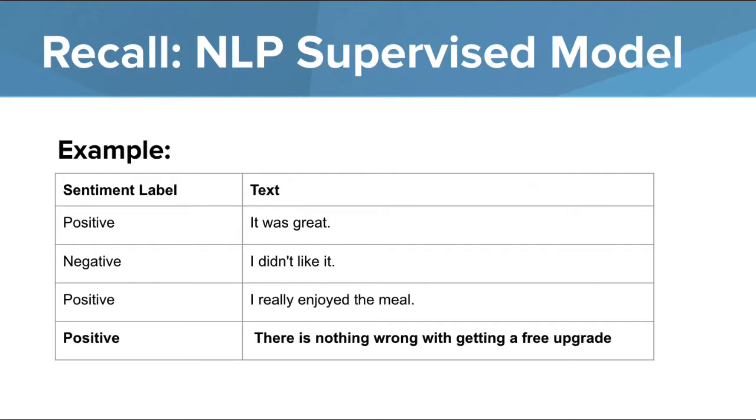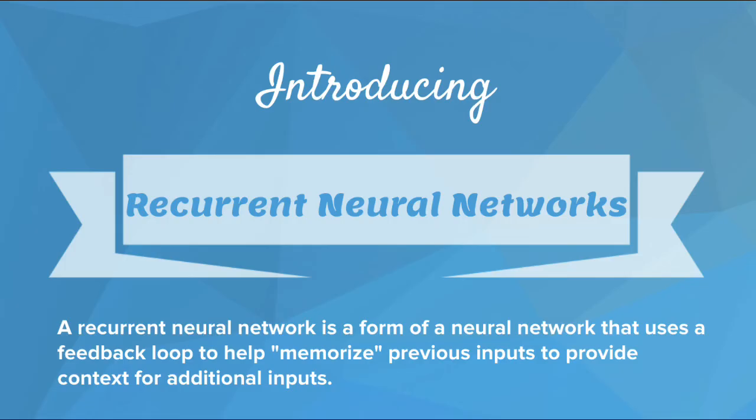But what about this review? We can see that it's clearly positive, but it uses some words that will likely be associated with negative reviews, such as nothing and wrong. By themselves, the words can send mixed signals, but when looked at in the context of the rest of the review, they are actually positive. This is where recurrent neural networks come in.